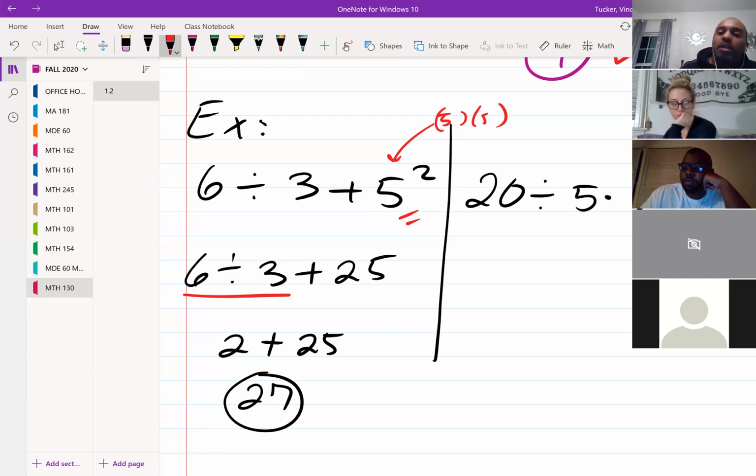All right. Here we have division and multiplication. We just finished talking about this scenario. We'll do the division first. 20 divided by 5 is 4. Then 4 times 4 is 16.